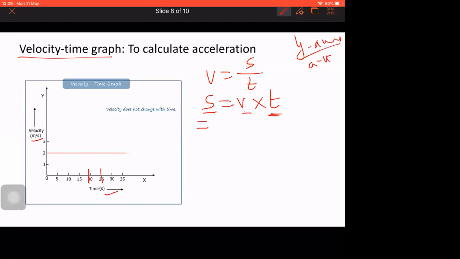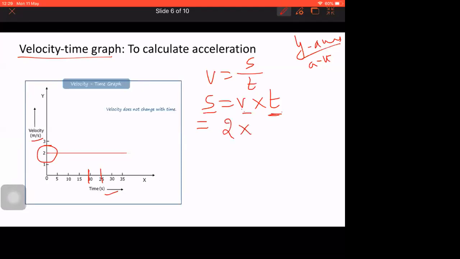What did you tell me? 10 meters, ma'am. Very good. It's very simple to calculate. I want velocity. Velocity is already there here. 2 into t. What about t?